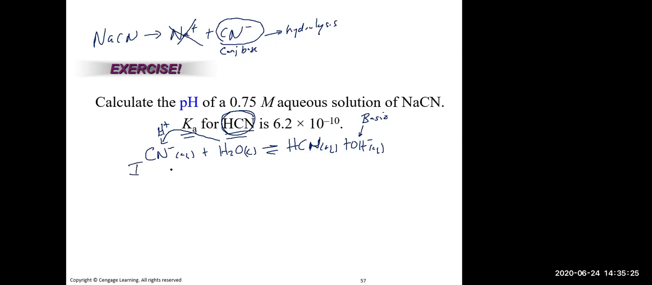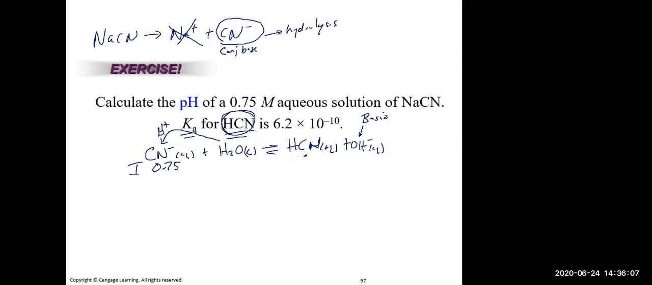So we're going to do an ICE table here. So initially we got 0.75. It's a reversible reaction because it's still technically a weak base, even though it's relatively strong. So remember, when we talk about relatively strong, the CN minus, for example, is relatively strong in the sense of weak bases. It's much weaker than, say, a strong base or something like that. And that's why it's reversible, really.